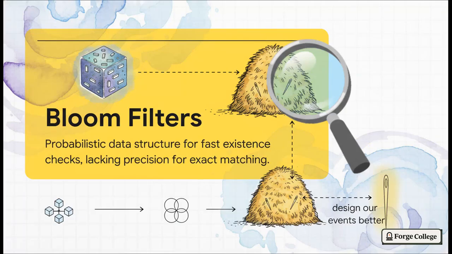All right, out of the box, nodes rely on these things called Bloom filters. Basically, a Bloom filter is a probabilistic data structure. It allows an Ethereum node to look at a block and confidently say, hey, there's a really high probability your log is in here, or I'm 100% certain it is not in here, which is great for incredibly fast existence checks. But it totally lacks the precision for an exact match. It essentially tells you which haystack to look in, but refuses to just hand you the needle. For that, we have to design our events better from the ground up.